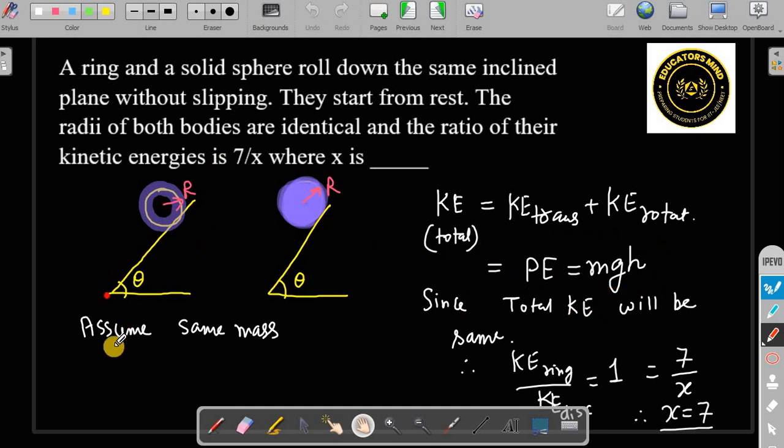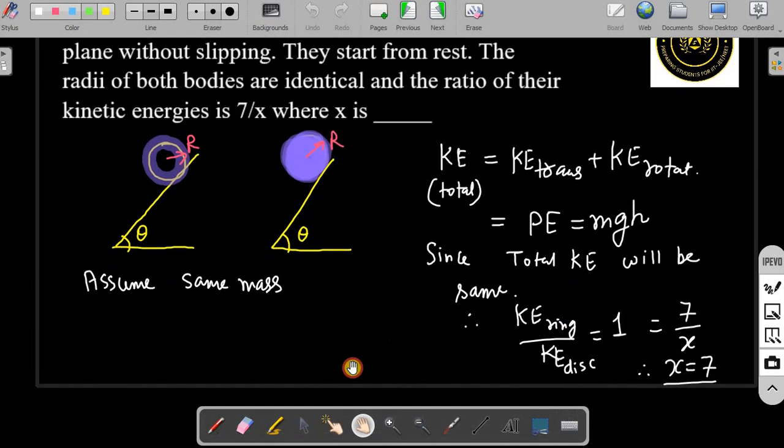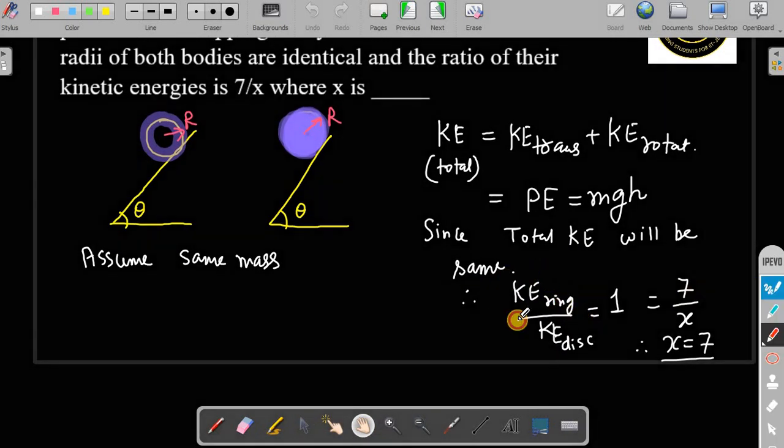So you can assume that they have the same mass, although it is not mentioned in the question. We should consider the mass the same, because here they are just asking for the total kinetic energy ratio. Total kinetic energy must be the same at the bottom, because initially they have potential energy mgh, and the same mgh is going to convert into kinetic energy. So both of them have the same total energy, the same mgh.